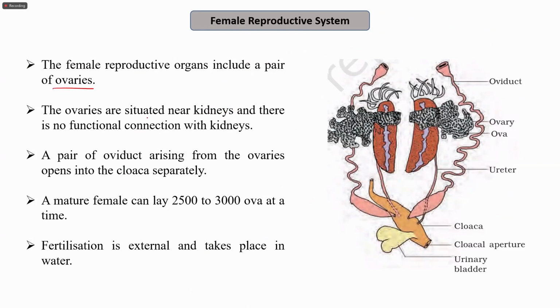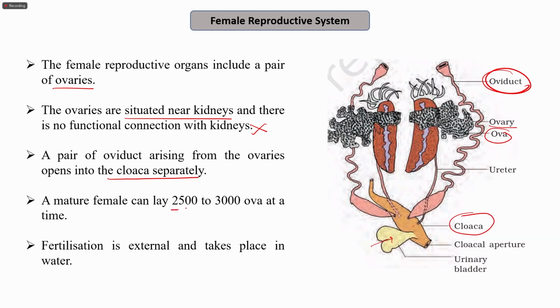The ovaries are situated near the kidneys, and there is no functional connection with the kidneys. You can see here the ovaries do not have any functional connection with the kidneys. They consist of several ova. A pair of oviducts arising from the ovaries open into the cloaca separately. So it is not through the urinary bladder, but a pair of oviducts is opening separately.